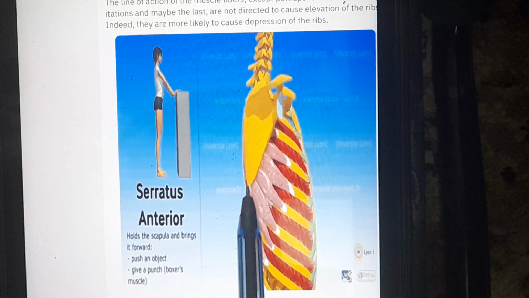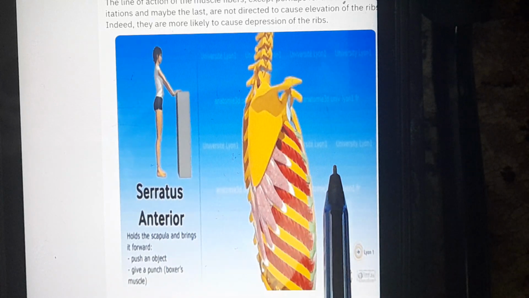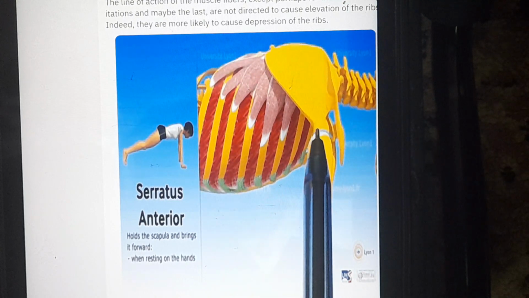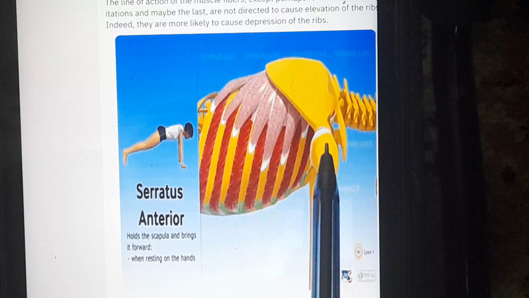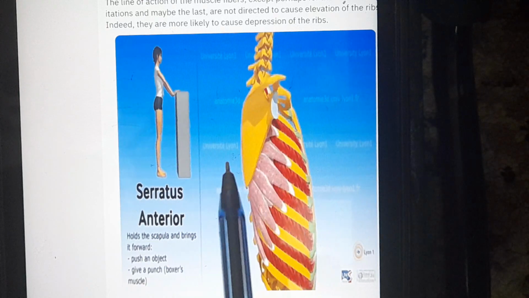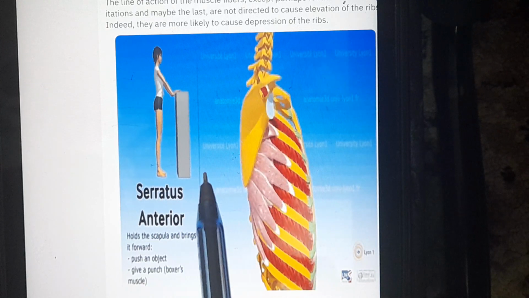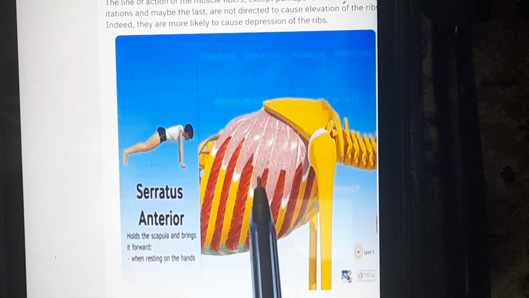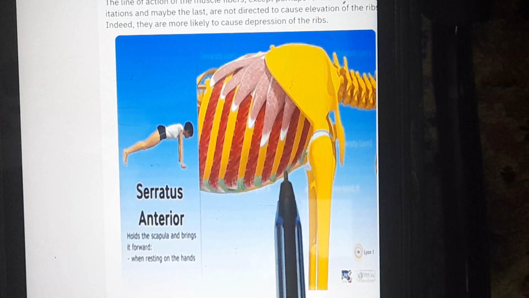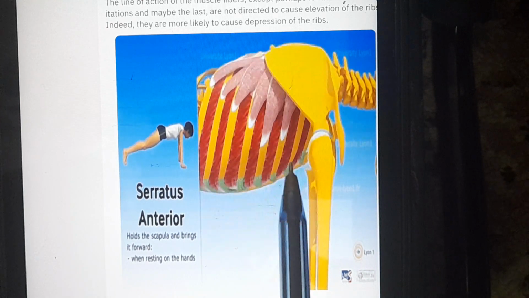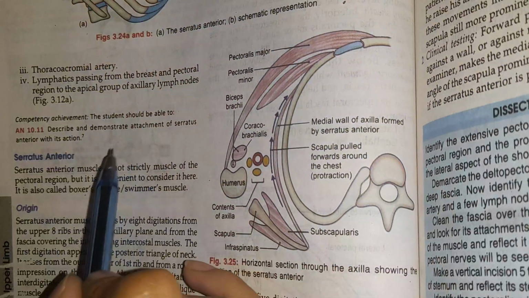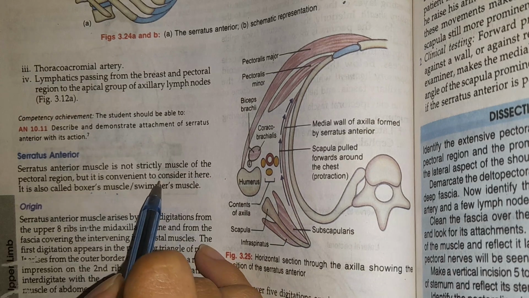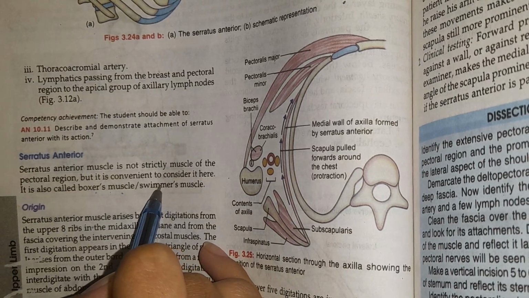So now the serratus anterior will bring the scapula forward. Also, it helps to do the pushing action. Bring the scapula forward by the serratus anterior, and the pushing action by the serratus anterior. Also remember, the serratus anterior or sawtooth muscle is the boxer's muscle or swimmer's muscle, mainly because it does the pushing action.